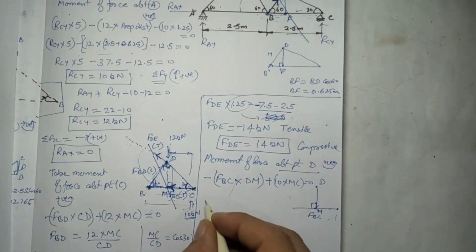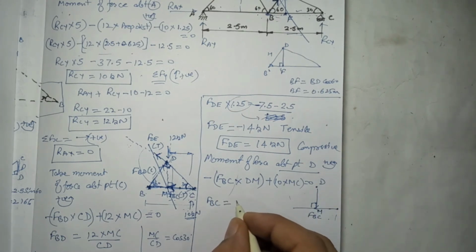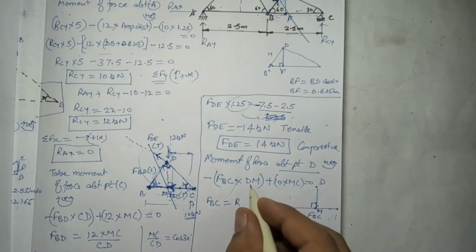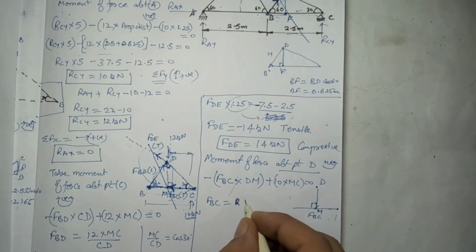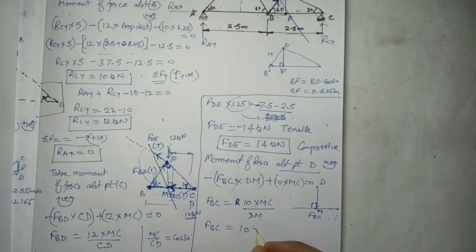Now we will sort out this. So FBC, it will go on that side, so positive. So it will be, we have taken RCY directly, 10 into MC divided by DM. So FBC is equal to 10 into MC.